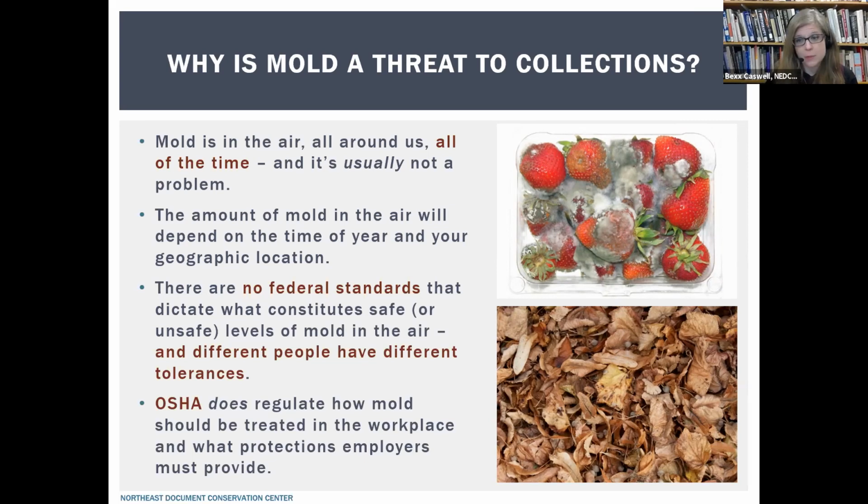Mold only really becomes a problem for people and for collections when it's present in high concentrations. So what does a high concentration mean? That really depends. It's going to depend on the type of mold, your individual threshold and tolerance for mold, and again, the time of year, and if you're inside or outside. Because it can vary so much, there are no federal standards, either OSHA or otherwise, that dictate what safe indoor air quality for mold is. But what OSHA does regulate is how you need to treat and handle mold in the workplace to do so safely, and what sort of protections your employer has to provide. And we'll talk about that in a little bit.